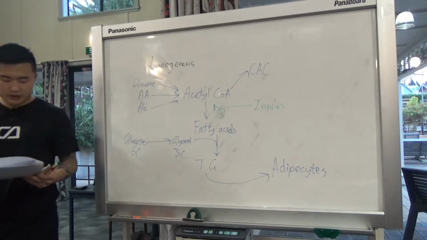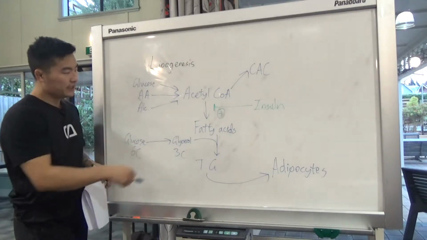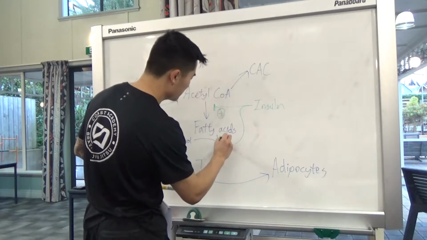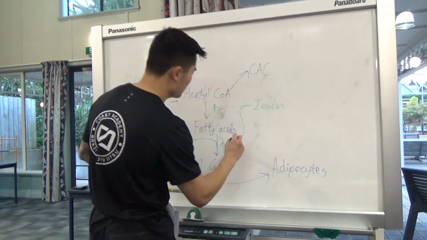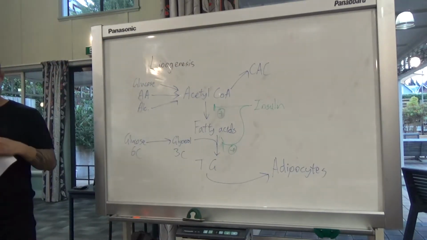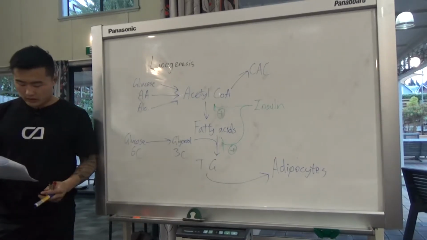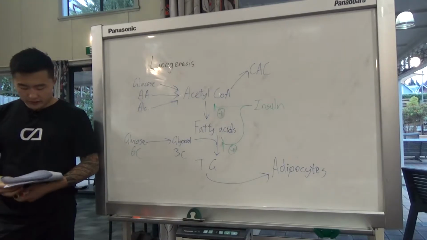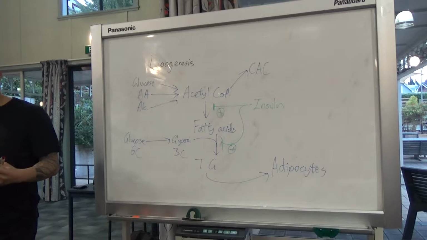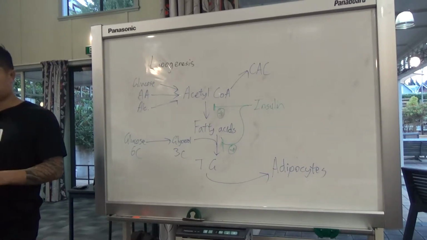and then lipogenesis and synthesis of fatty acids. So that's this process here. Those are stimulated by insulin. Okay. And the ability of the body to store fat is essentially unlimited, as adipocytes can divide once they get to a certain size. Okay.